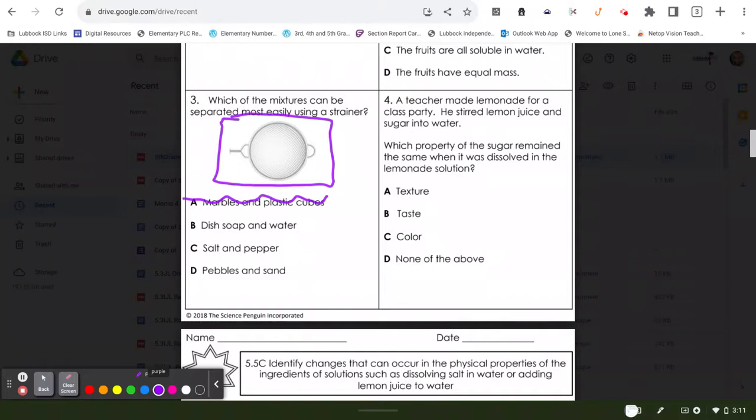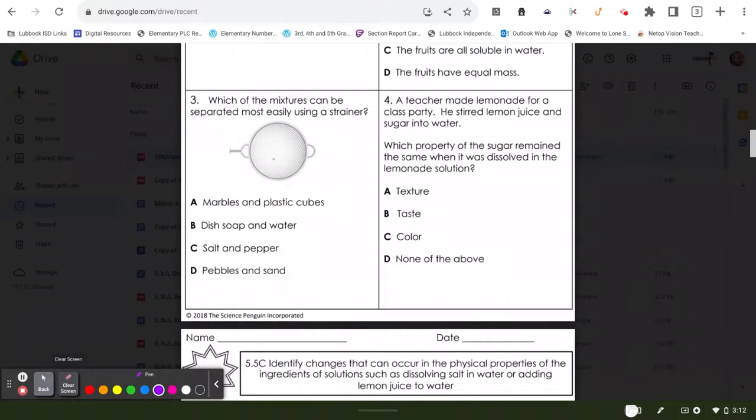Dish soap and water. Could we easily separate those? No, it becomes a solution at that point, right? So it's not going to be B because the strainer's not going to help them separate. Salt and pepper. If you poured this mixture into the strainer, would you be able to separate it easily? No, salt and pepper are really similar sizes. You really might need like tweezers for that. Pebbles and sand is going to be our answer because the sand would flow through these little holes and all the pebbles would stay inside the strainer.